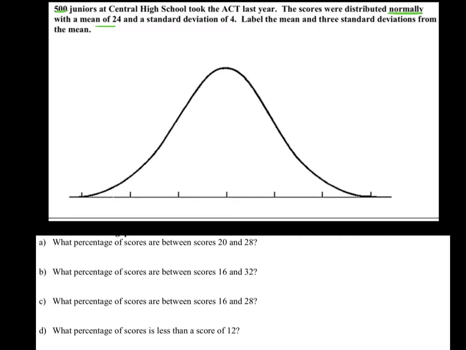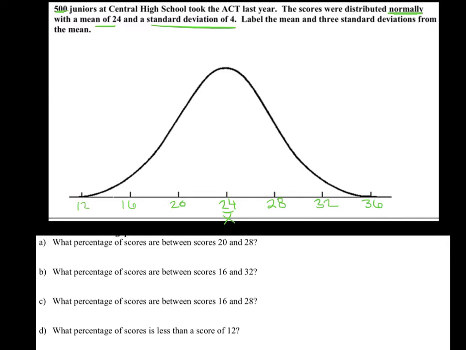They got a mean of 24, so I'm going to slap that right in the middle, right there. Remember our notation, that's an X with a bar across the top. And then our standard deviation is 4, so on the high side, we're just going to continuously add 4. So there's my 28, my 32, and then 36 would be 3 standard deviations above. On the south side, I'm going to continuously subtract the 4, so there's 20, there's 16, and there's my 12. The 12 represents 3 standard deviations below the mean.